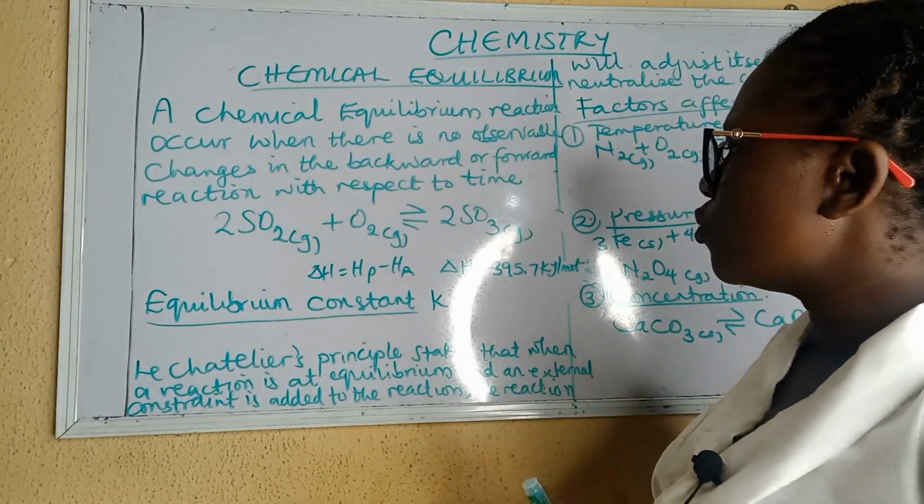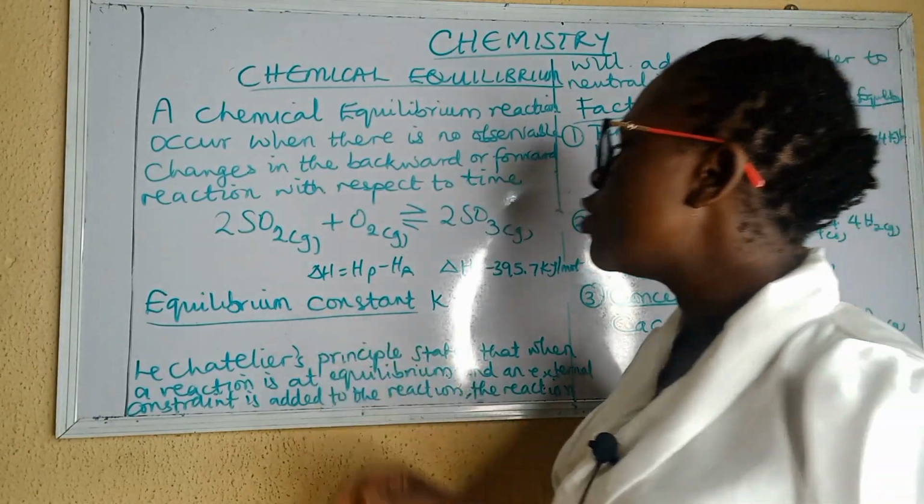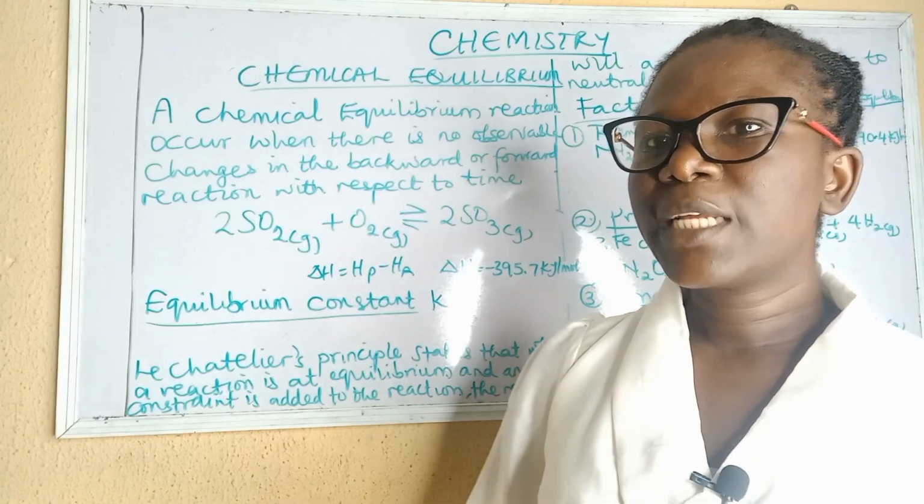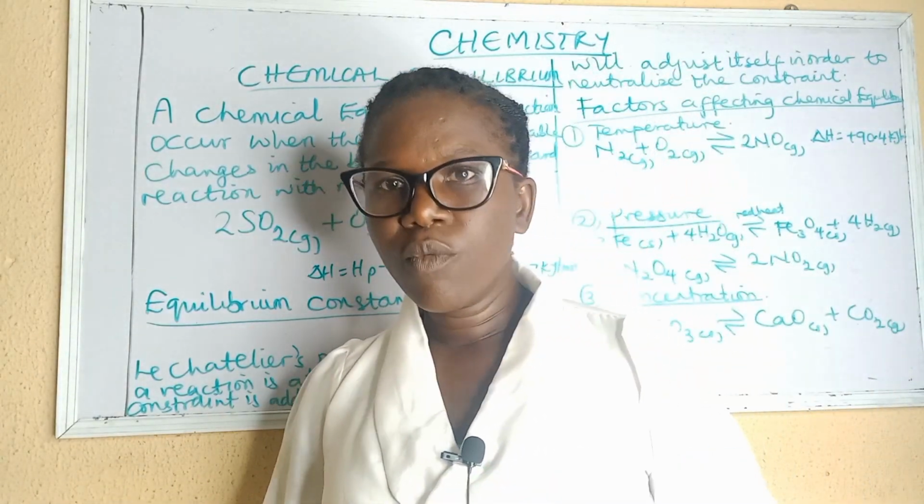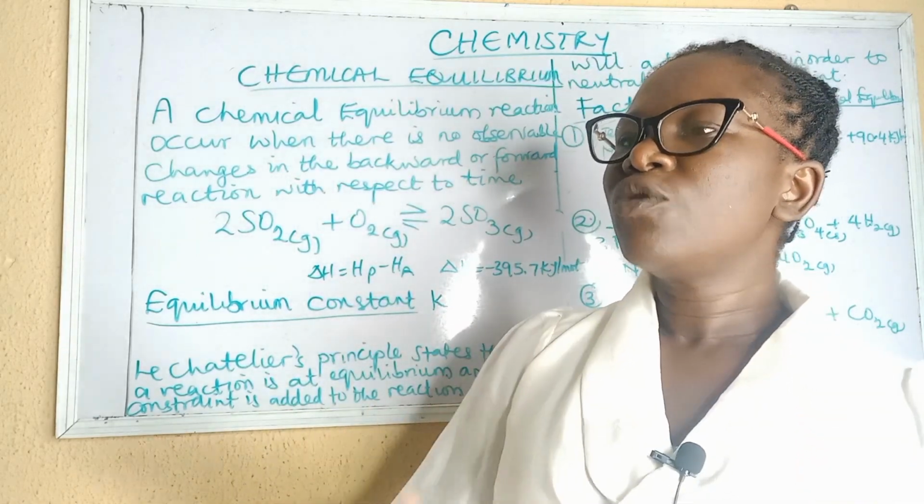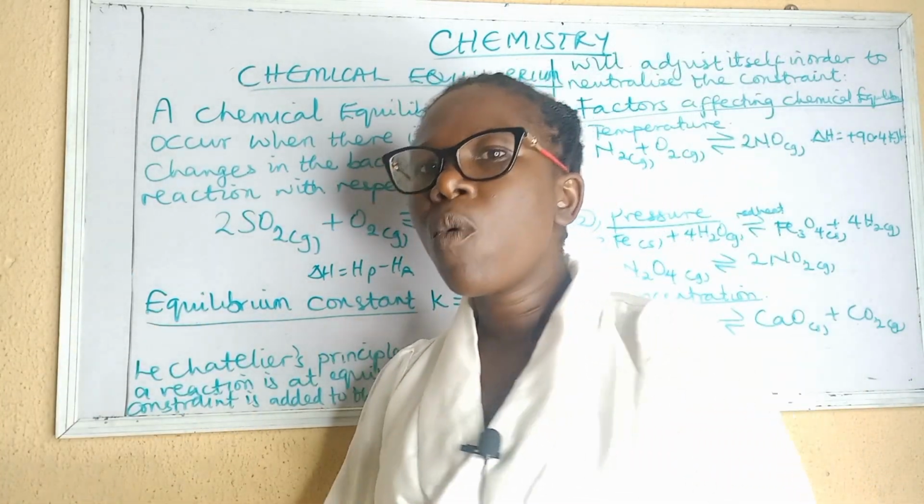Before we move on, we need to understand something, and that is the equilibrium constant. You will notice that anytime reactants react together, two reactants or even one reactant reacting to form products, that is a forward reaction.